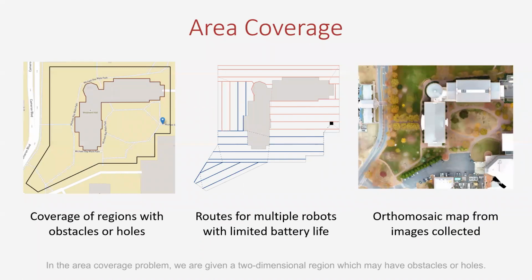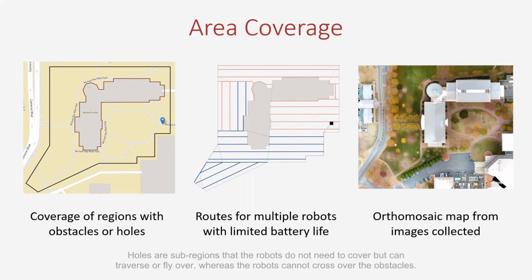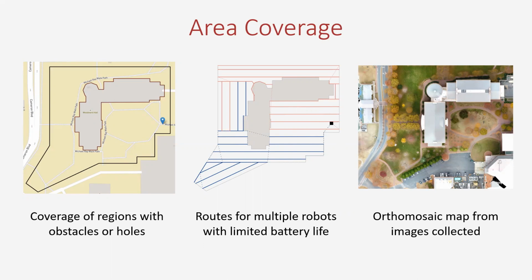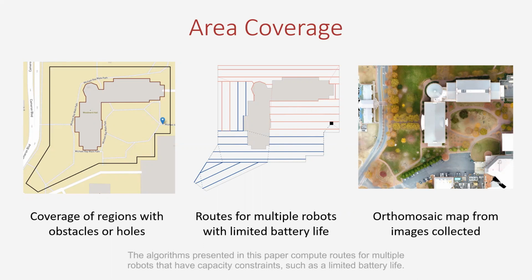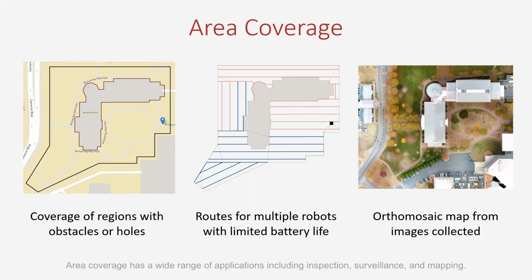In the area coverage problem, we are given a two-dimensional region which may have obstacles or holes. Holes are subregions that the robots do not need to cover but can traverse or fly over, whereas the robots cannot cross over the obstacles. The algorithms presented in this paper compute routes for multiple robots that have capacity constraints such as limited battery life. Area coverage has a wide range of applications including inspection, surveillance, and mapping.